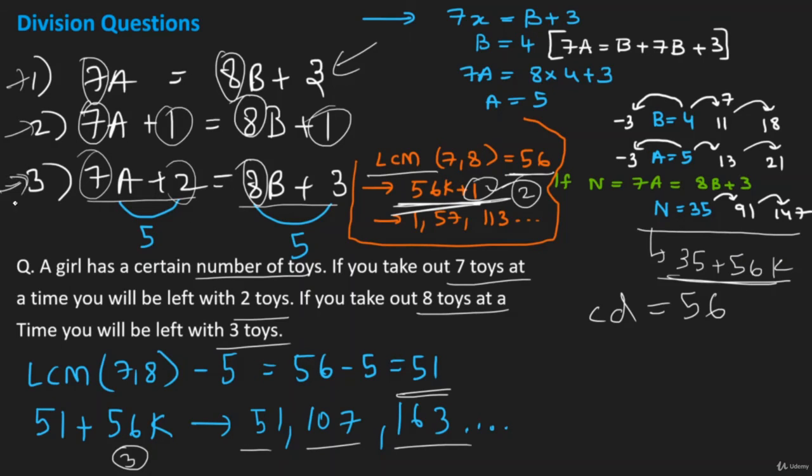Now about case 3, you need to find the LCM and you have to subtract the common difference. Over here 7 minus 2 is 5, over here 8 minus 3 is 5. So 56 minus 5 gives you 51, and the generic expression is 51 plus 56k.